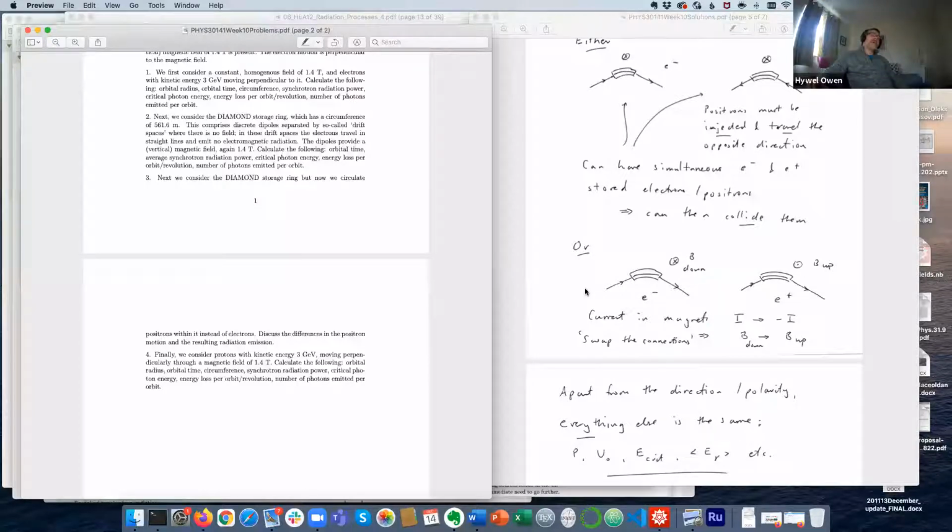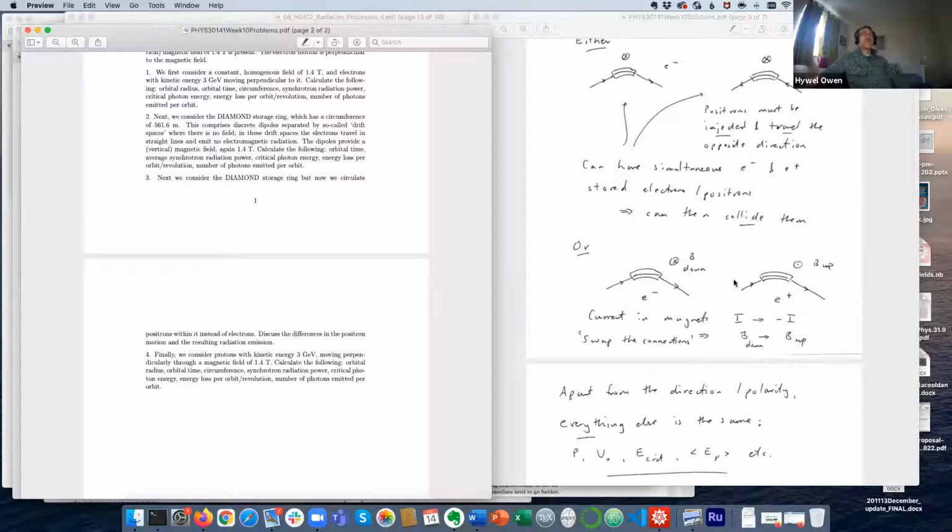When I do that, I can use exactly the same arrangement of magnets in order to bend my positrons in the same direction as the electrons. So by swapping the current from I to minus I, I swap the field from down to up, and now I can store positrons, but these positrons are also going clockwise. So that's just a preamble to describe how positrons can be stored in a storage ring.